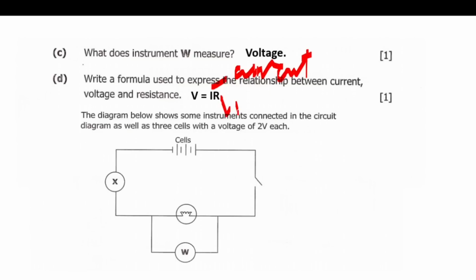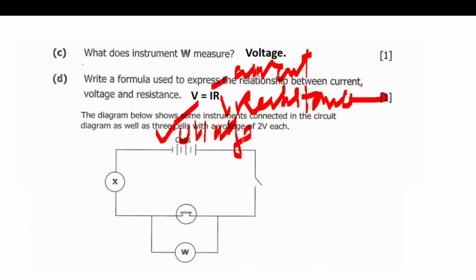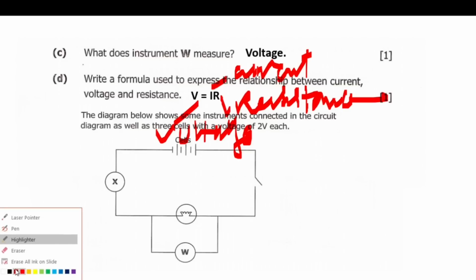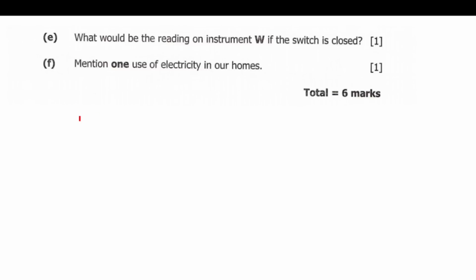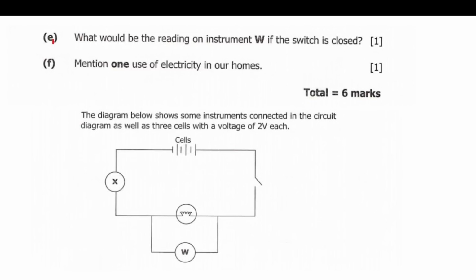I is for current, then R is for resistance, then V is for voltage. Then question E says, what would be the reading on instrument W if the switch is closed?